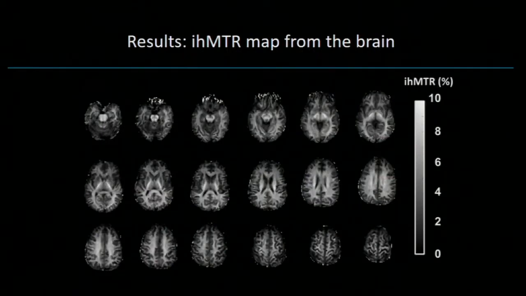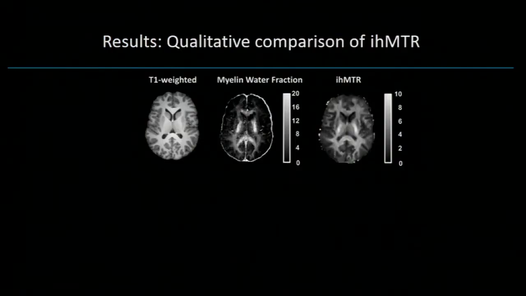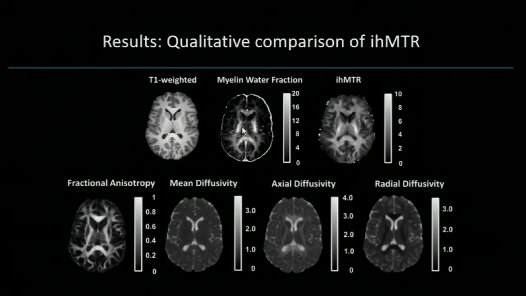Here you see the ihMT ratio maps from the brain of one of the healthy volunteers, and you can already appreciate the very good contrast between gray and white matter with this method, which is in line with the myelin content in gray and white matter. Moreover, when we qualitatively compared ihMT ratio with myelin water fraction, we observed that the regions with highest ihMT ratios, such as internal capsule, corresponded to the regions with the highest myelin water fraction. However, we didn't see such a similarity between the DTI maps and the ihMT ratio.